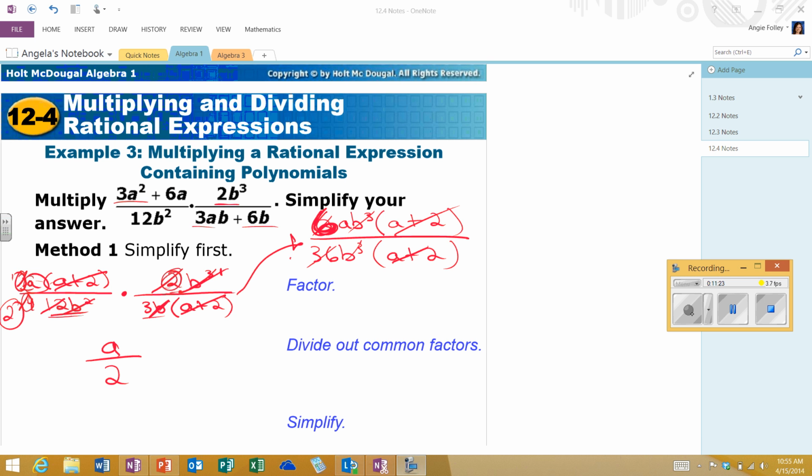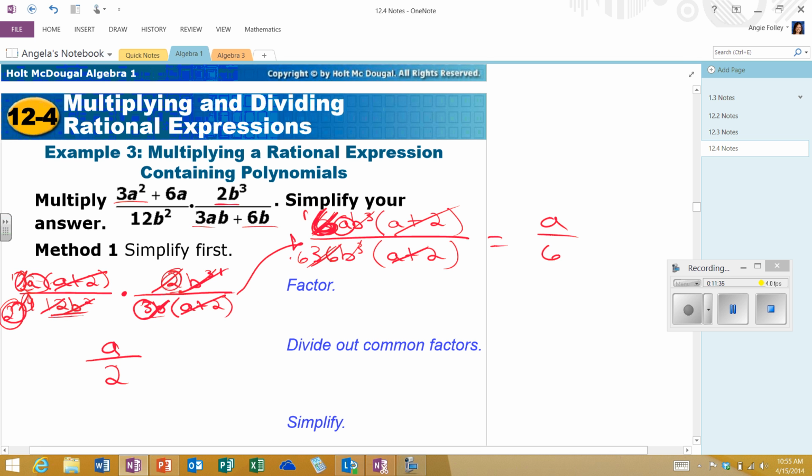Okay, so maybe it is better to multiply first, because this 6 and that will cancel with this, and I would have a 6 on here. So all I have is an a over 6. The reason I didn't get that down here is because I had a 2 and a 3 here that I should have multiplied together to get 6. So it can get really confusing.